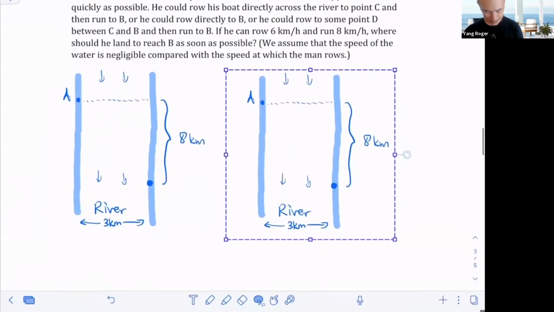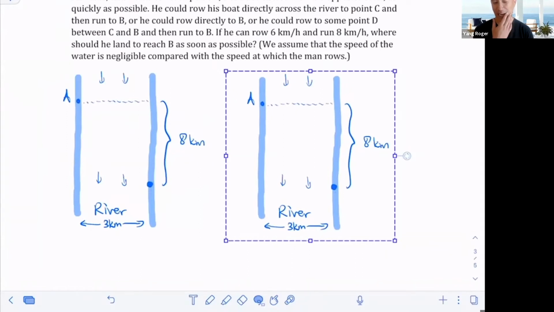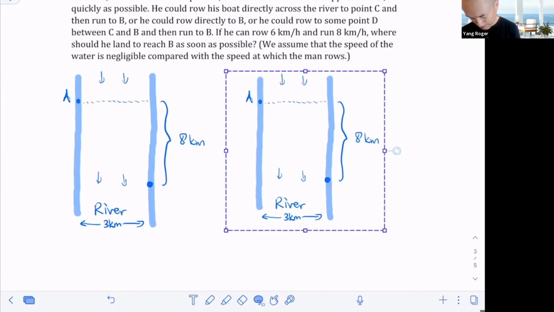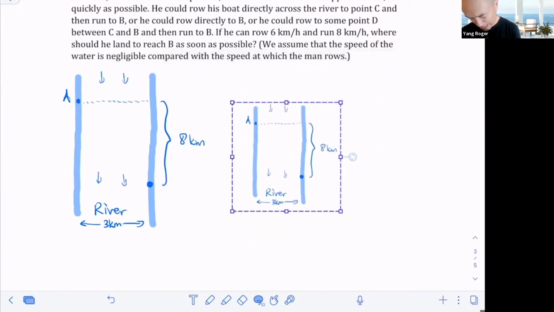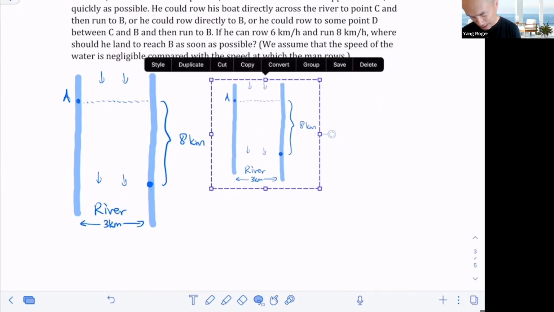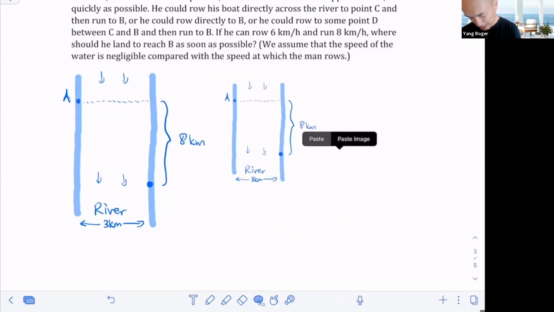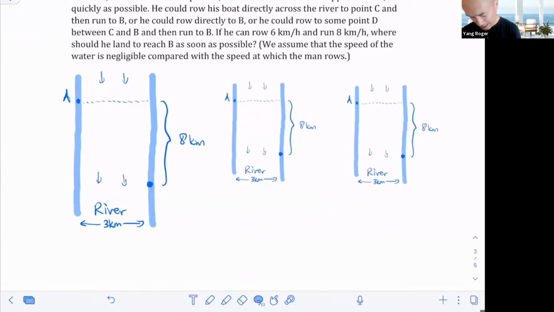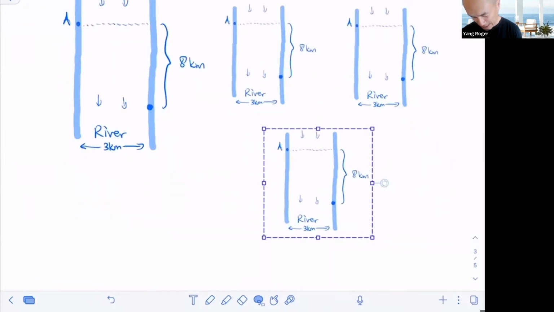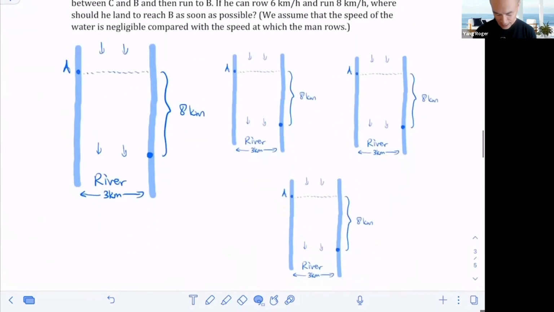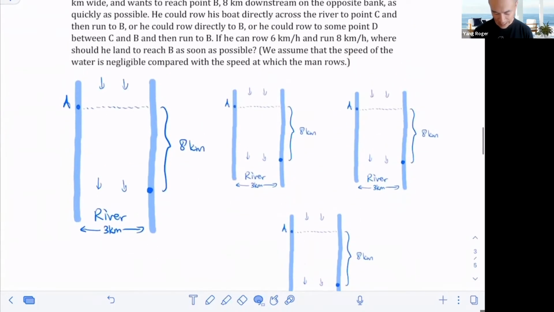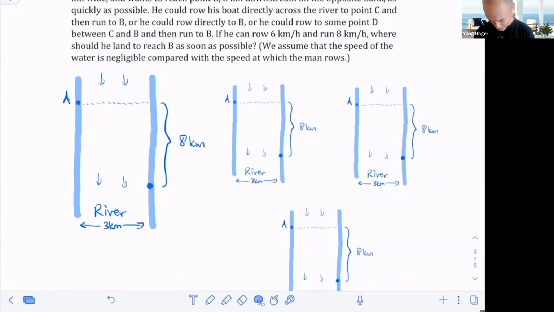I'm trying to think about how I can draw this without ruining your picture. So I'm going to shrink this down. I'm going to create the 3 scenarios that they talk about. So here's one, let's copy that. Here's another, let's copy that. Here's the 3rd scenario. And they said that the point C is directly across. So I forgot to label the point C before I copied. So here's C, here's C, here's C, and here's C. That's directly across the river, right?